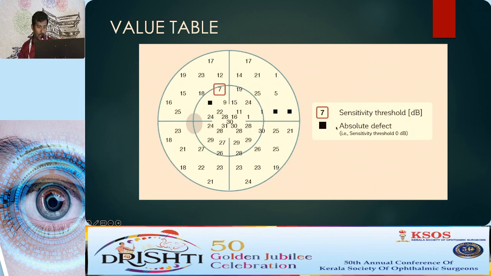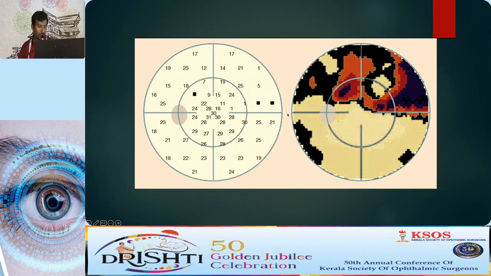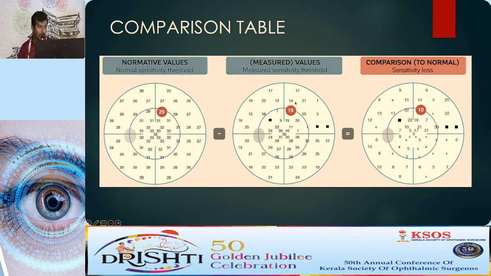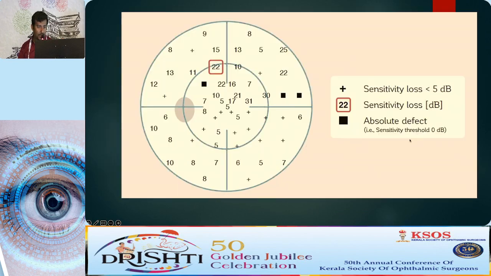The black squares give you absolute defect. Nothing was seen by the patient in those points. And this is the raw data, and this is not grayscale, this is a color map. And you get the difference, and that is what is sensitivity loss.